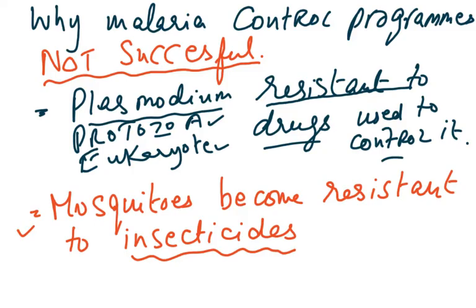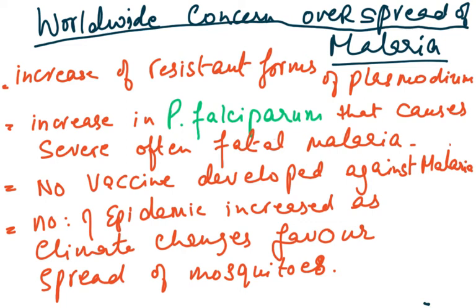After another month, those few will now have multiplied and there will be more of the resistant forms. So mosquitoes become resistant. And please remember, the mosquito is the vector, the one which is just going to transfer the plasmodium from one human to the other. Then we talk of the worldwide concern over spread of malaria.